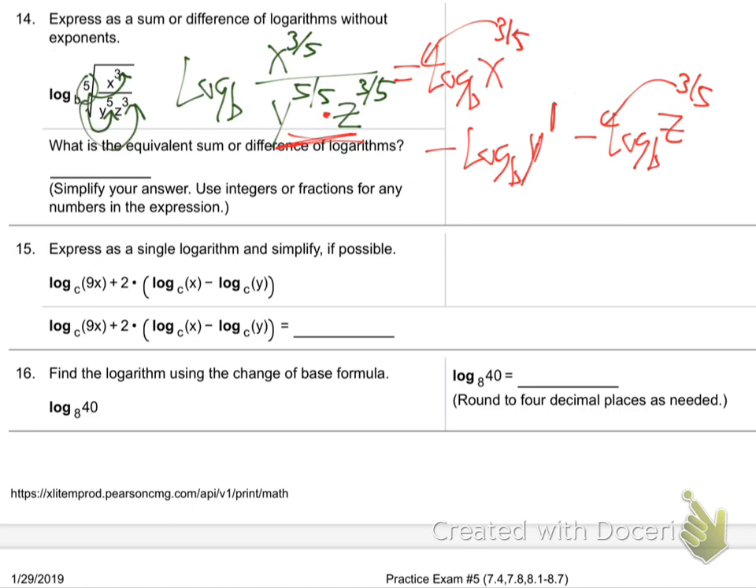All right, let's try 15. Can you do 15? Now they want us to take all these and make it one single log. It'll be easier on the test because you'll see all the answers are just one log, and you go, oh yeah, I got to make them into one log. So see if you can take those three logs on number 15 and scrunch them into one log.